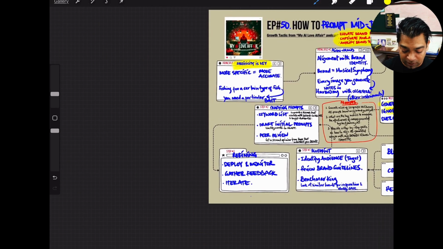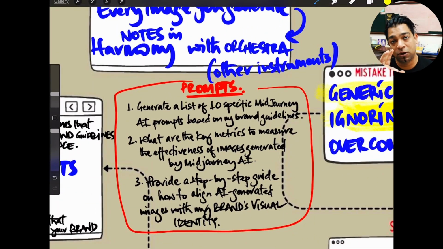I'm going to give you some prompts so that we can wrap this up. The first prompt that I want you to consider is: generate a list of 10 specific MidJourney AI prompts based on my brand guidelines. These are my colors, these are my logos, these are my fonts. This is the feeling that I want my audience to get every time they come across my brand. Even though they're so short, those are guidelines that will help ChatGPT, or whichever text-based AI you're using to craft these MidJourney prompts, do that. That's the first prompt.